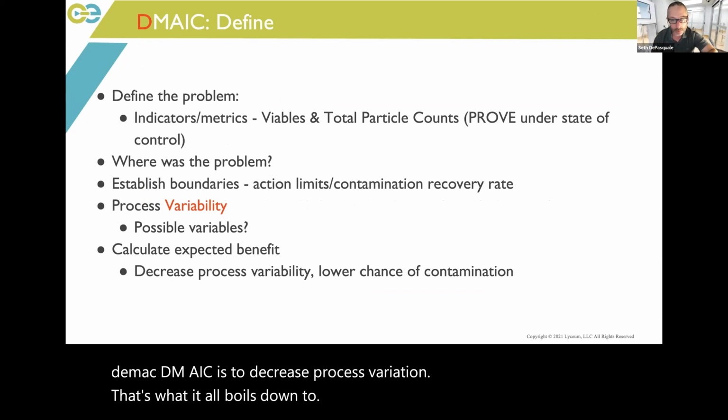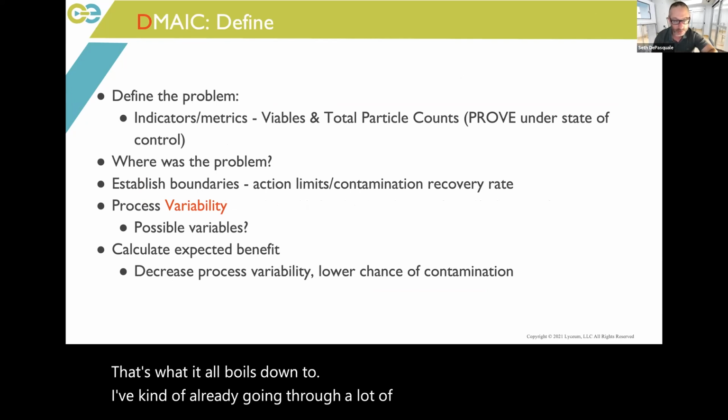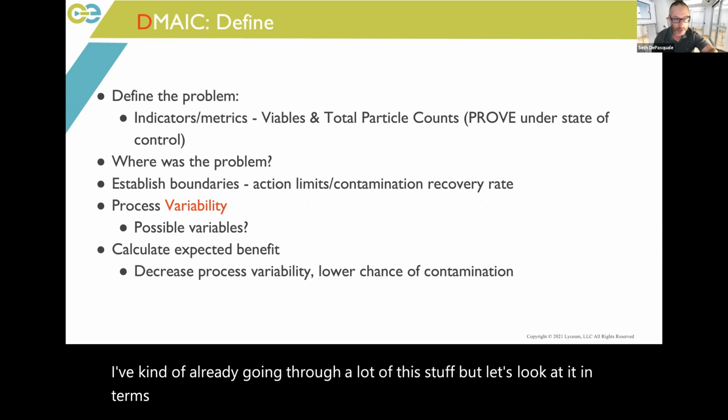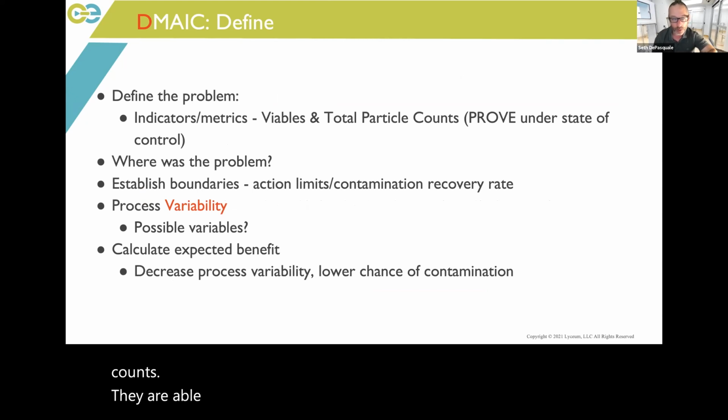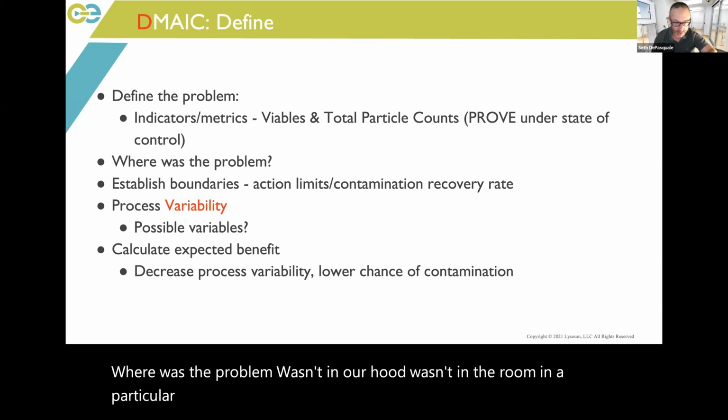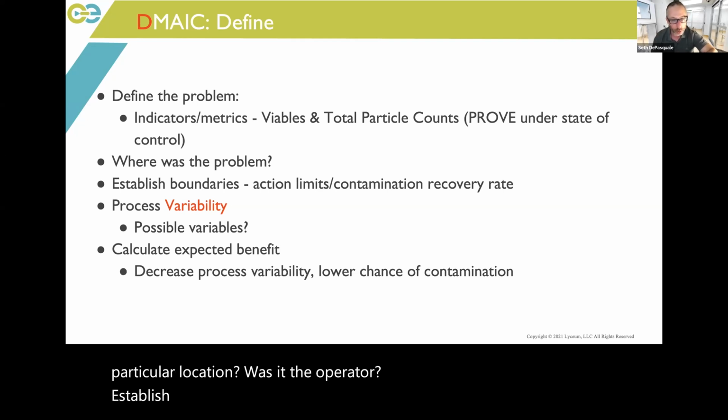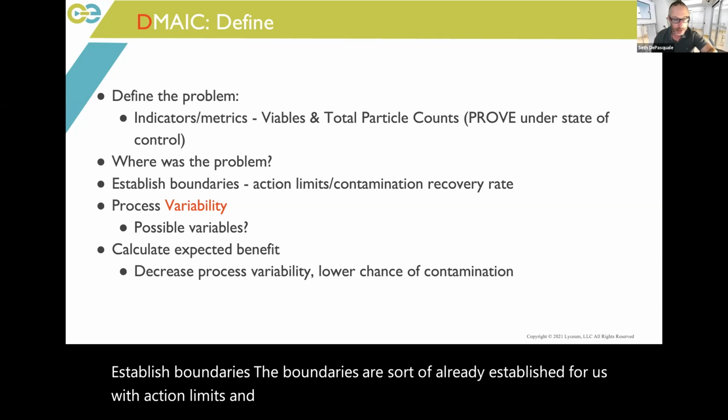I've kind of already gone through a lot of this stuff, but let's look at it in terms of environmental sampling specifically. So define the problem. We have a couple different metrics. We have viable sampling, total particle counts. They're able to prove to us whether our clean room is under a state of control. Where was the problem? Was it in our hood? Was it in the room in a particular location? Was it the operator? Establish boundaries. The boundaries are sort of already established for us with action limits and contamination recovery rates.